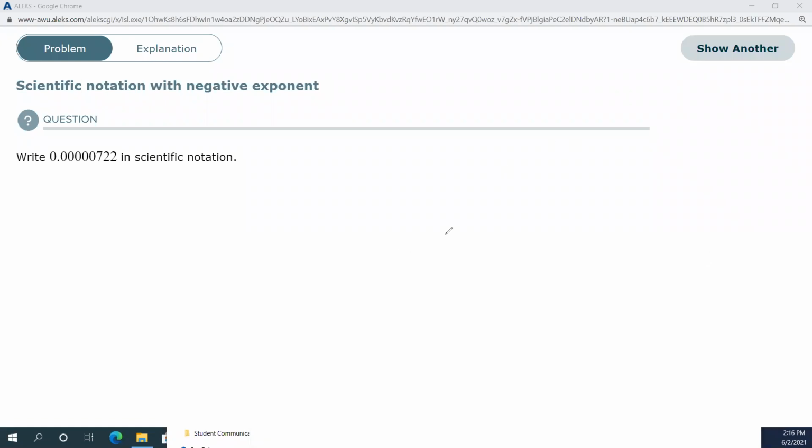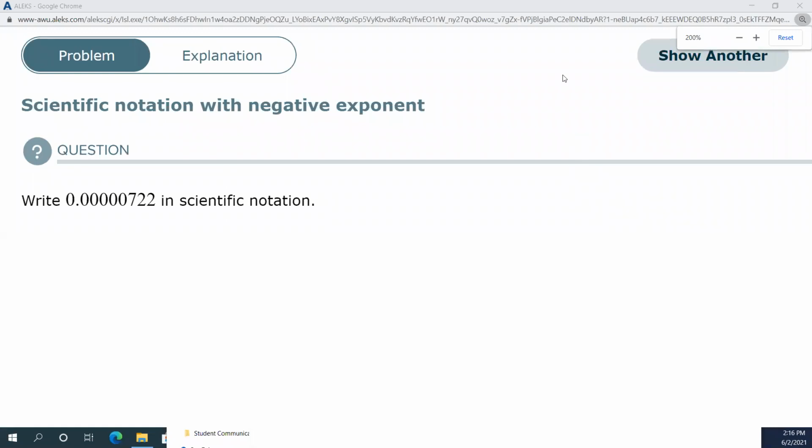So on something like this one, again, we're going to convert it into scientific notation, but this time, instead of bigger than a number between 1 and 10, it's smaller. So I would need to take the decimal point and move it to the right. 1, 2, 3, 4, 5, 6 decimal places, 6 bumps. So I end up with 7.22 times 10 to the what?